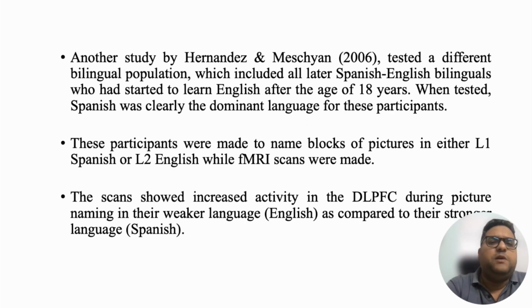Finally, in another study by Hernandez and Meschyan in 2006, they tested a different bilingual population, which included all late Spanish-English bilinguals who had started to learn English after the age of 18 years. When tested, Spanish was clearly the dominant language among these individuals. These participants were made to name blocks of pictures in either L1 Spanish or L2 English while fMRI scans were being made. These scans showed that increased activity in the DLPFC was observed during picture naming in their weaker language as compared to their stronger language.